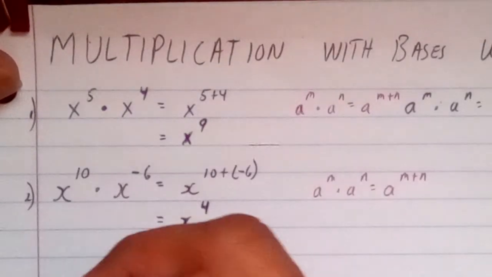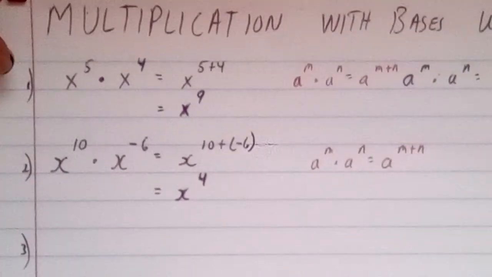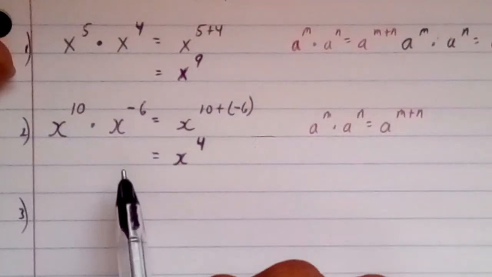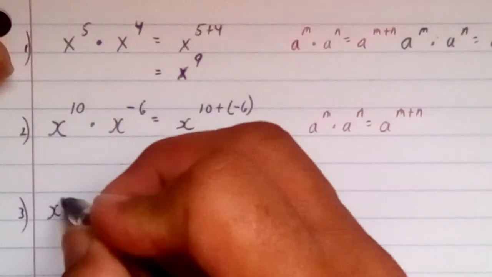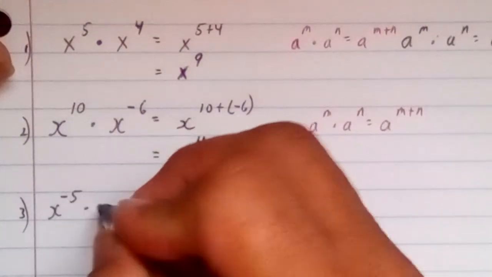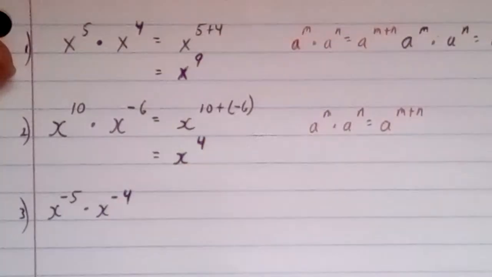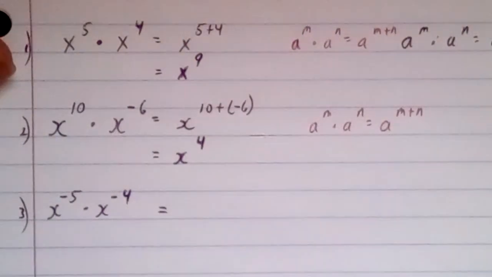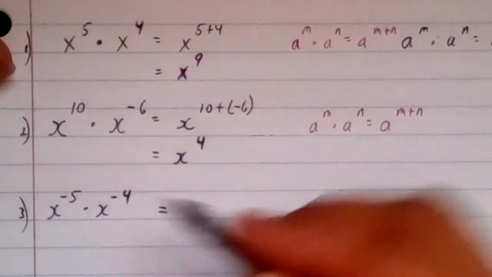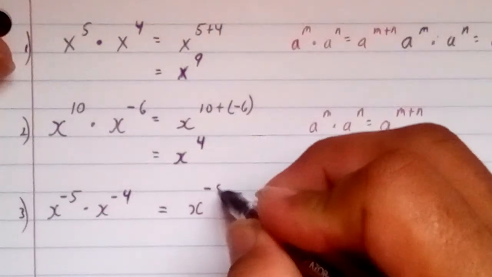Now let's go to our next one. If you notice, at no point did we say that the bases need to be just in pairs this way. They can be combined. So if we have x to a negative 5 times x to a negative 4, what's the solution to that one? Well, we come here again and we keep the rule. The rule says if the bases are the same, we keep the base and simply add their powers.